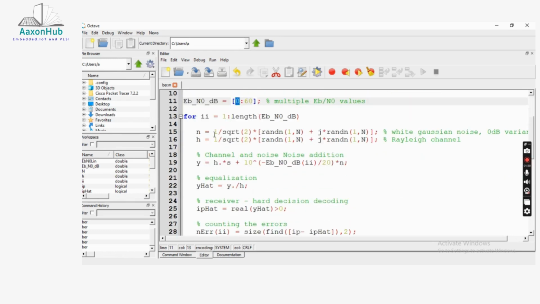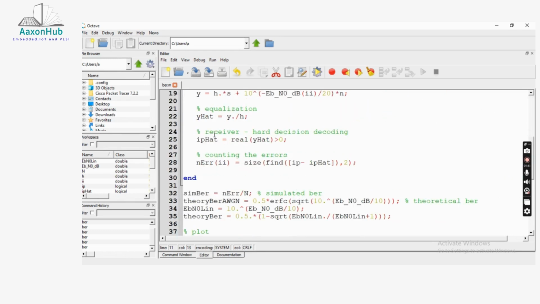So for the BER calculation, we are considering the simulated number of error bits, where the number of bits by the BER calculation, the simulated BER, can be evaluated. For the theoretical BER of additive white Gaussian noise, the error function can be evaluated, and by means of that we will be able to compare it here.